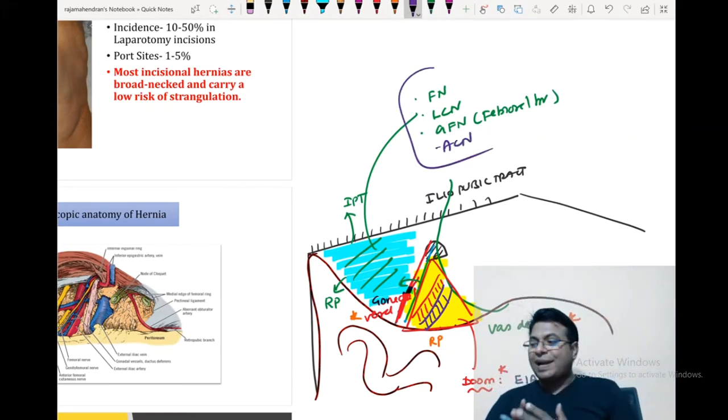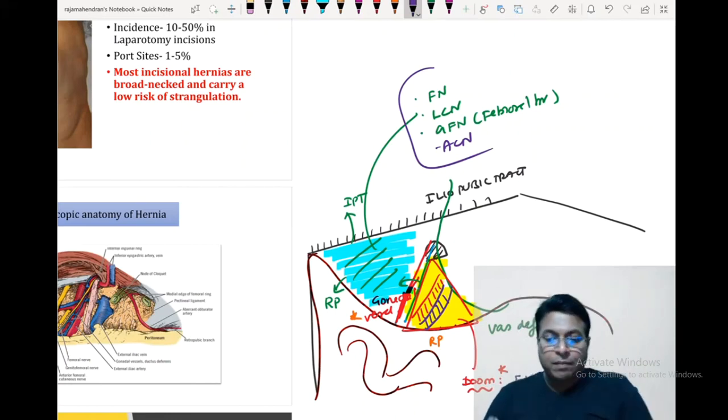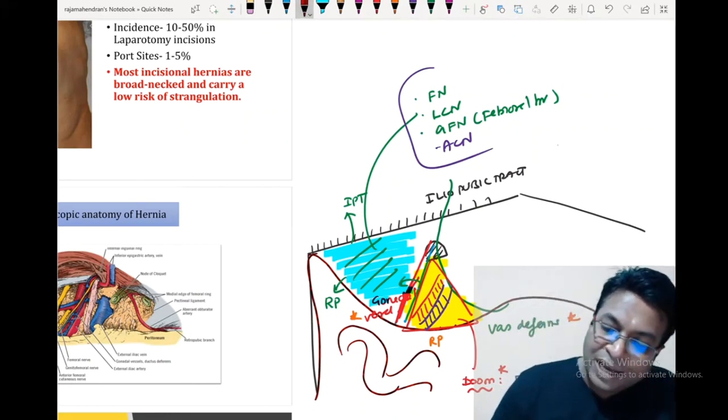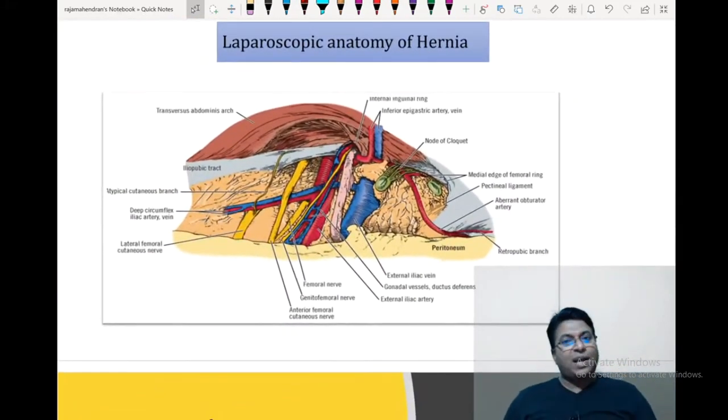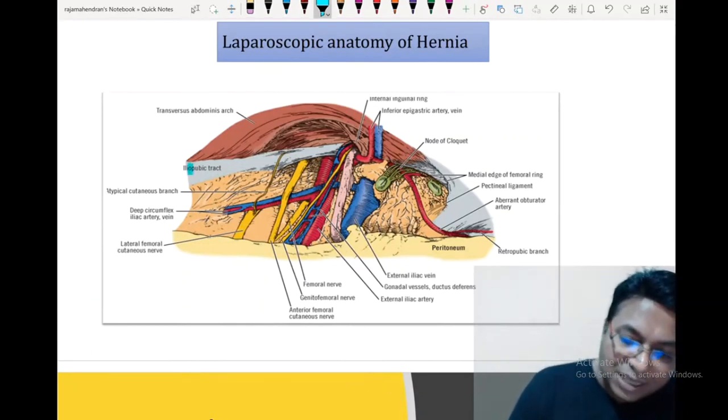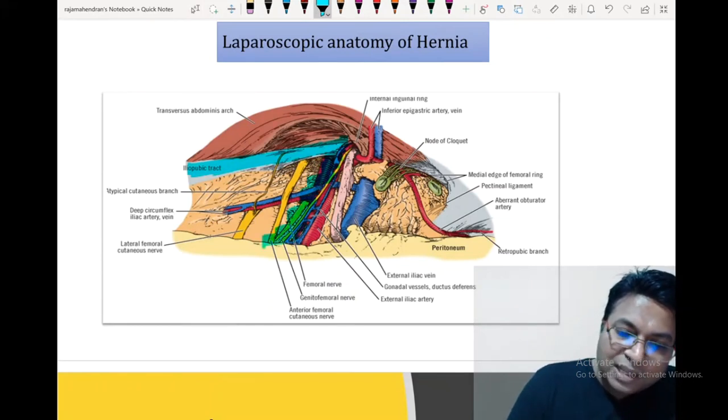So these are the 2 triangles a laparoscopic surgeon doing a surgery should be focusing on. The most common nerve injured in laparoscopic surgery is shown in this image. What I have drawn is much easier to understand than this image. Here you can see the iliopubic tract, the gonadal vessels, and all the nerves inside.